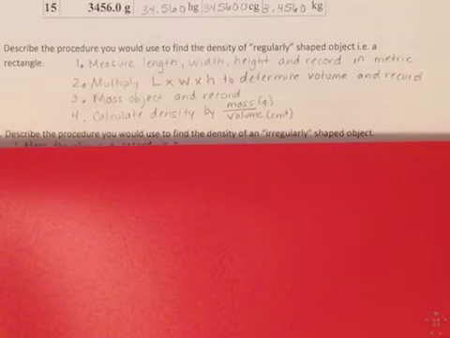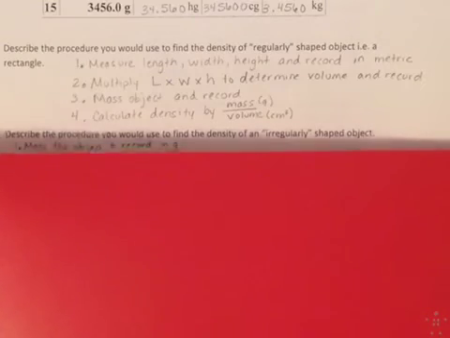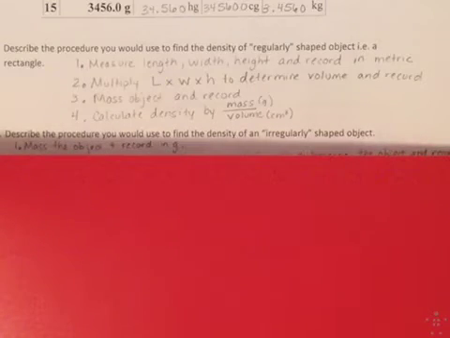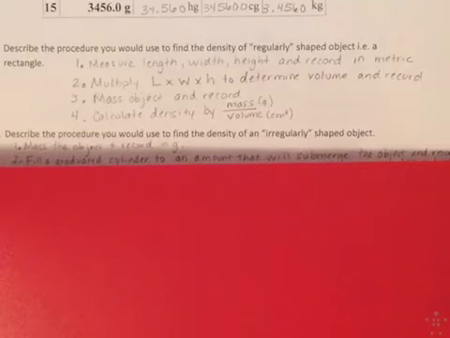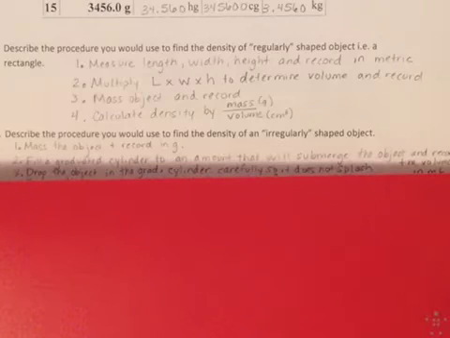So now you're going to describe the procedure you would use to find the density of an irregularly shaped object, so something that you can't do length times width times height. So here's the procedure that I came up with. First, take the mass of the object and record it in grams. So you want to do that before you ever get the object wet, because the next thing you're going to do is fill a graduated cylinder to an amount that will submerge the object and record that volume in milliliters, because you're doing a graduated cylinder.